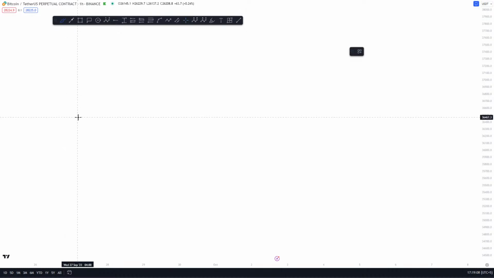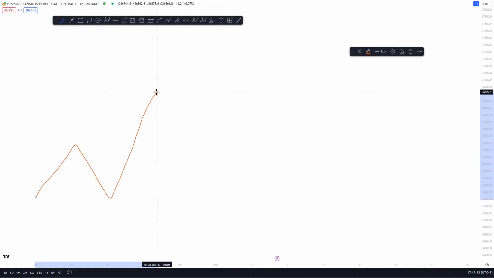What is impulse? Any move that causes a break of structure is called an impulse. And by the way, if you guys need any coin analysis live, you can drop a message or comment over here and I will analyze it for you guys. Okay, so starting from impulse, what is impulse?